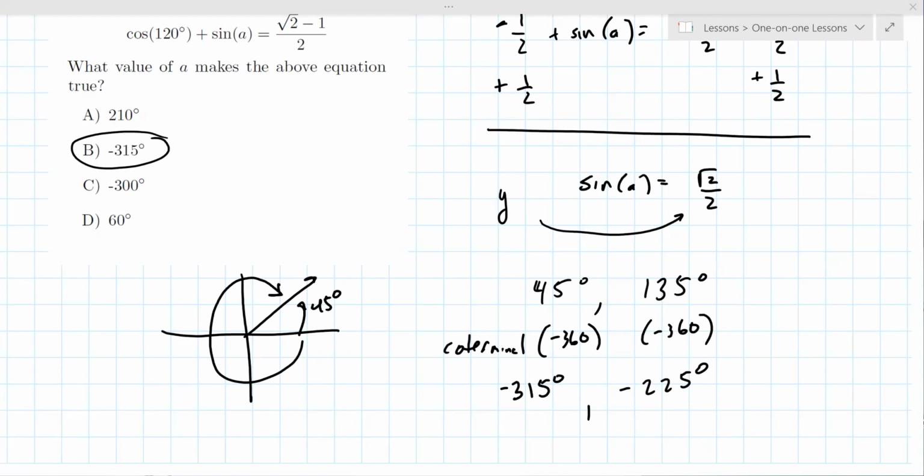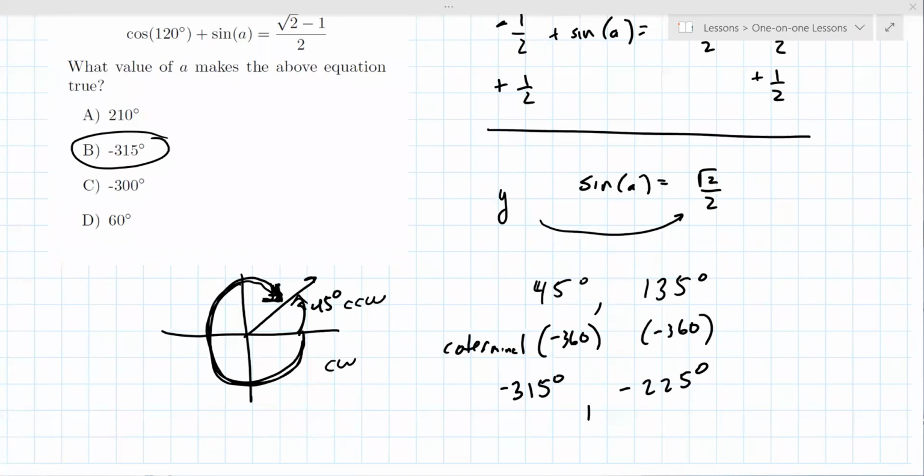Right, but the y point ends up being negative √2/2 in both those places also. No, not at -315 degrees. So -315 degrees is the same as going to 45. It's right here. It's going this way. Oh, one is positive, one is negative. One going counterclockwise, one going clockwise. Oh, got you. Okay. So adding or subtracting these.